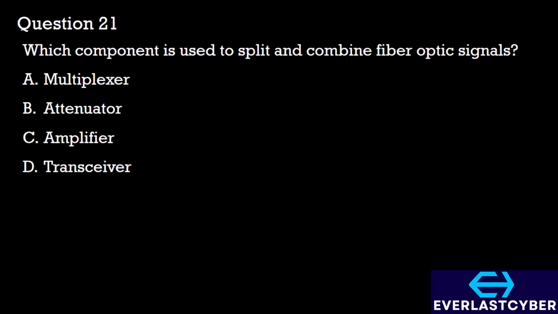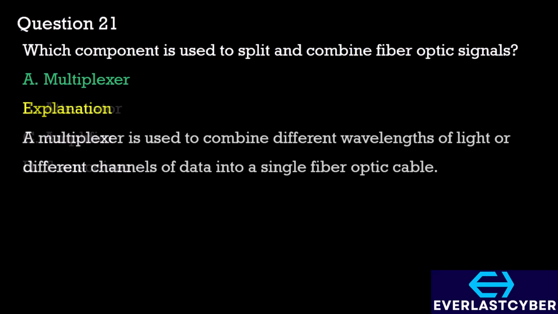For this, we'll be going with option A. The component that can be used to split and combine fiber optic signals is a multiplexer, option A. In the context of fiber optics, a multiplexer is used to combine different wavelengths of light or different channels of data into a single fiber optic cable. This allows for the efficient use of the optical spectrum, and it also increases the capacity of the fiber optic network.